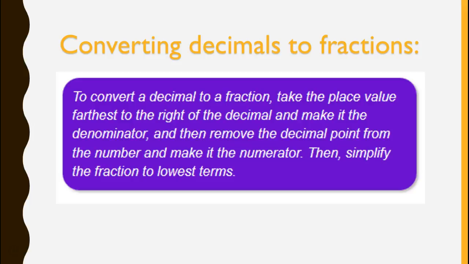Here is an explanation from Study Island. It says to convert a decimal to a fraction, you take the place value farthest to the right of the decimal, and you're going to make that your denominator. Then you're going to remove the decimal point, and make that number the numerator. Then most of the time you'll need to simplify. So let's take a look at an example.